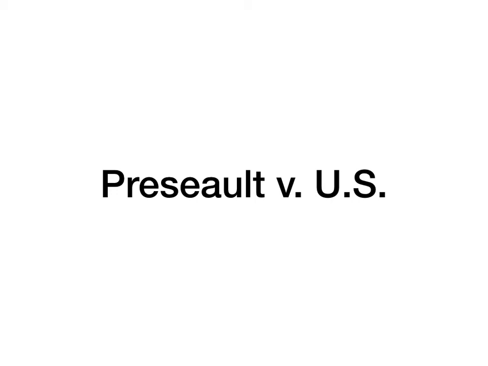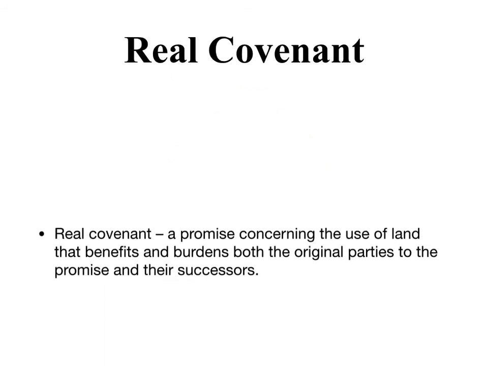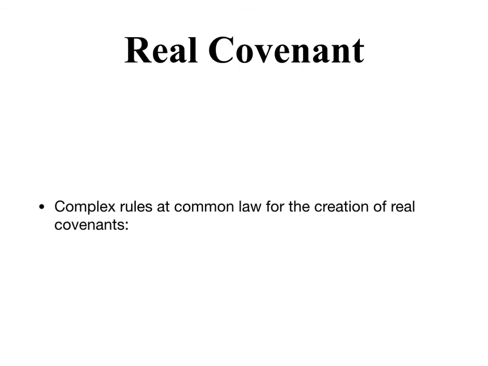So we're going to go ahead and move on to land use restrictions, specifically real covenants. A real covenant is a promise concerning the use of land that benefits and burdens both of the original parties to the promise. And it is a benefit and burden that runs with the land. In other words, it continues on to the successors of the property. The rules for a real covenant are pretty complex, particularly at common law.